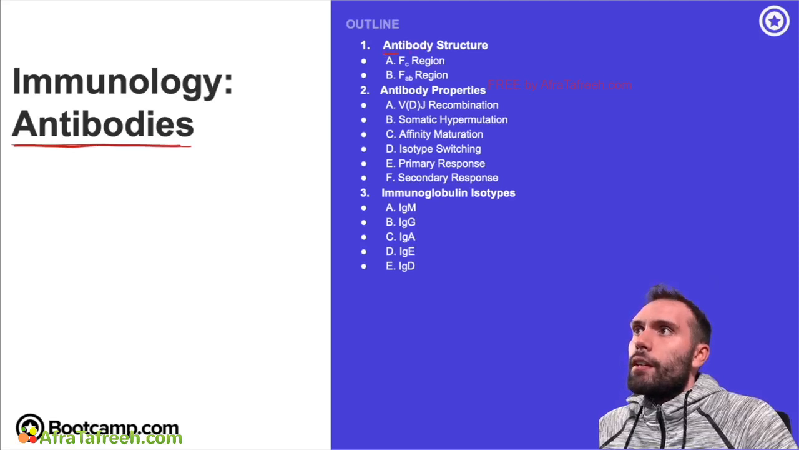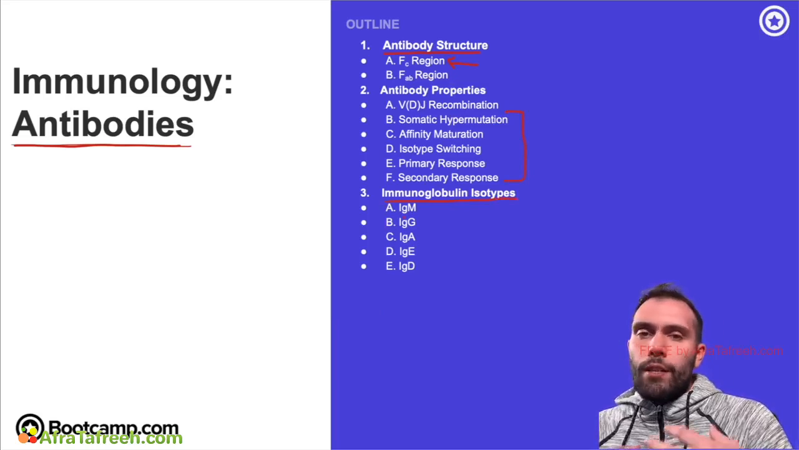So we'll start by talking about just some basics about the antibody structure, some specific regions that you want to be familiar with. We'll talk a little bit about the properties of antibodies, which a lot of this we already kind of touched on, but we'll go into slightly more detail here. And then we'll talk about the different immunoglobulin isotypes that we touched on when we talked about class switching.